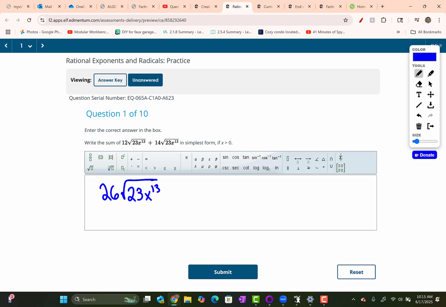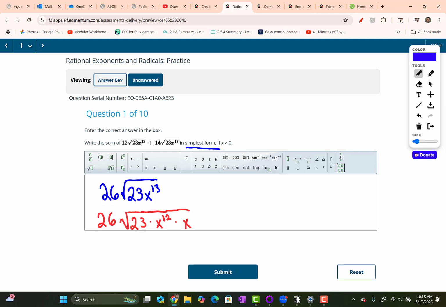We're not quite finished though, because the problem says to put this in simplest form. We cannot take the square root of 23, nor is there a perfect square that goes into 23 evenly. However, we can rewrite x to the 13th. So with variables with exponents, recall it needs to be an even number exponent to be able to take the square root of it. So what we're going to do is rewrite x to the 13th as x to the 12th times x to the 1st, because x to the 12th times x to the 1st is x to the 13th.